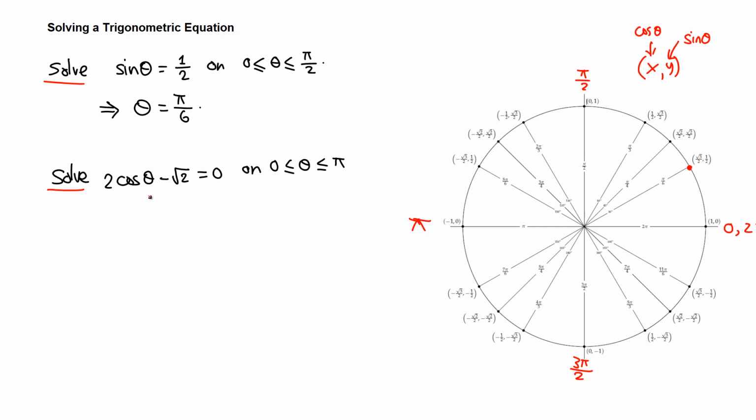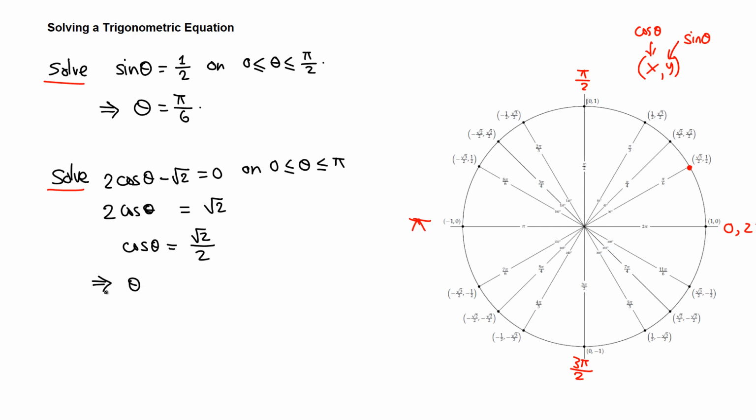First we need to isolate the trig function. So in this case, let's isolate cosine theta. Let's add root 2 to both sides. So 2 cosine theta plus root 2 equals 0 plus root 2. That's just root 2. Next, divide by 2. So cosine theta is now root 2 over 2.